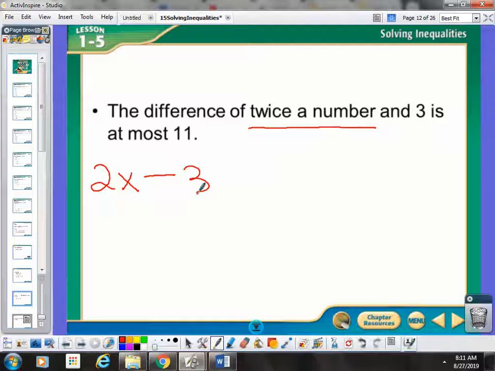It says is at most 11. What symbol did we write down means at most? Less than or equal to. Less than or equal to 11.